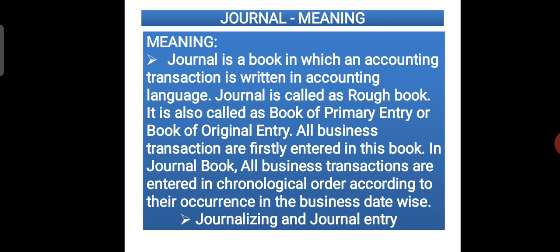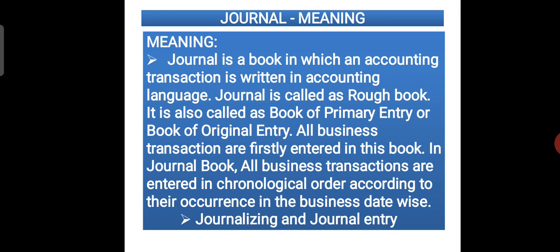Journal is called a rough book. Why do we call this journal a rough book? Because all types of transactions, as and when they take place in the business organization, immediately we record in this book. So we call the book a rough book. The journal is called rough book. Okay, I think you understood.